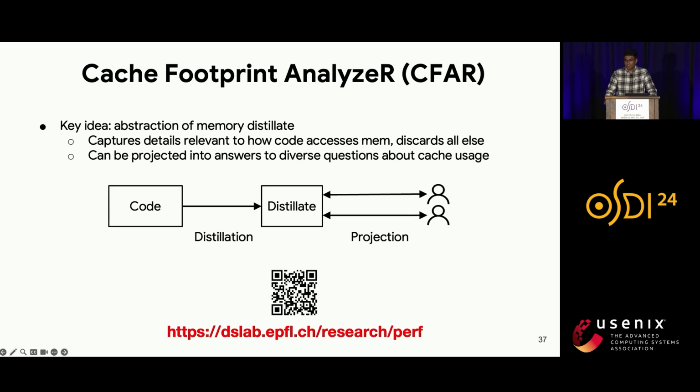So to summarize, today I told you about CFAR, which is a tool that allows developers to reason efficiently about the cache usage of not only their own code, but also third-party code. And the key idea behind CFAR is this notion of a memory distillate, which provides a simple yet precise abstraction that developers can query to answer their specific questions about cache usage. Now, CFAR is part of a larger project at EPFL called Performance Interfaces, where we're trying to build such performance abstractions that help developers answer many more questions about their code and systems in general.